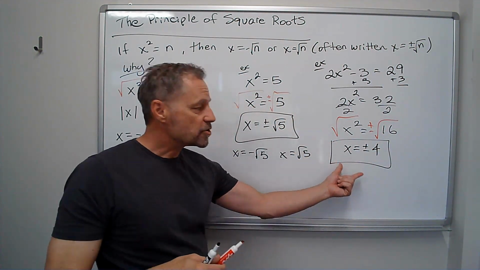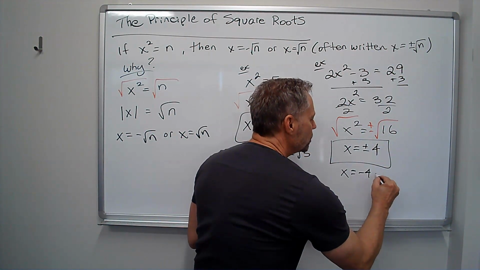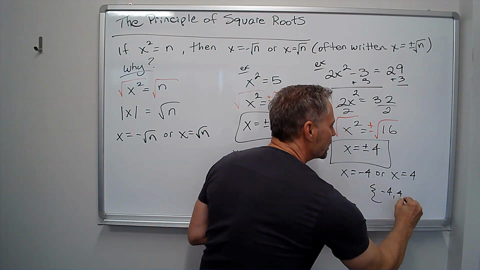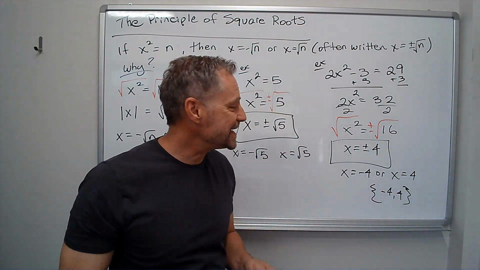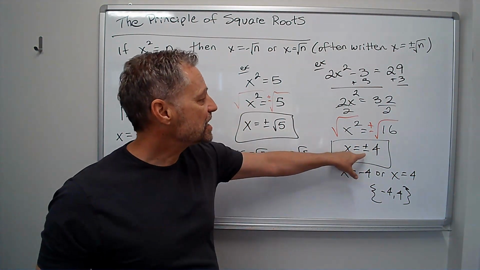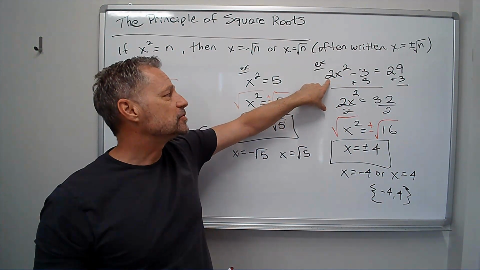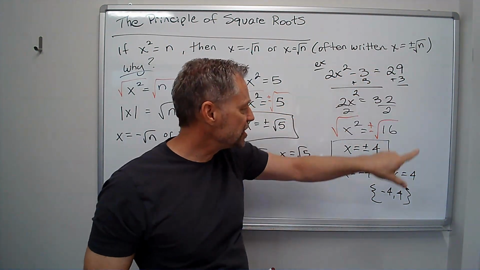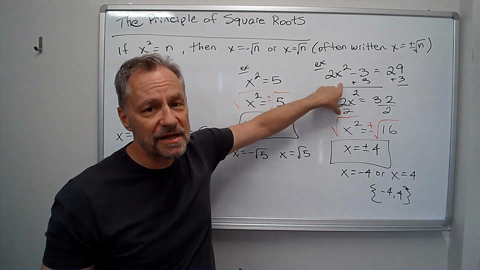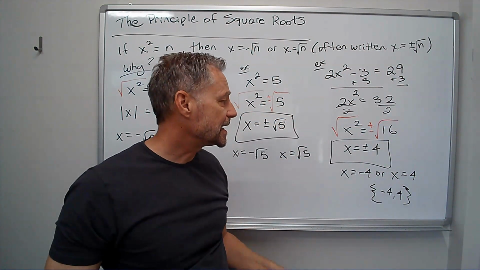Your instructor may want you to write it similar to how we did here: x equals negative 4 or x equals 4, or put it in braces, negative 4 and 4. However they want you to write the answer, make sure you write the answer that way. I accept x equals plus or minus 4, and we can check. If I plug in 4, 4 squared is 16, times 2 is 32, minus 3 is 29, it checks. If I plug in negative 4, it still works because negative 4 squared is positive 16, times 2 is 32, minus 3 is 29.